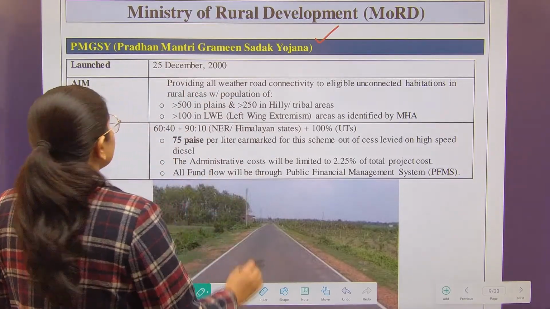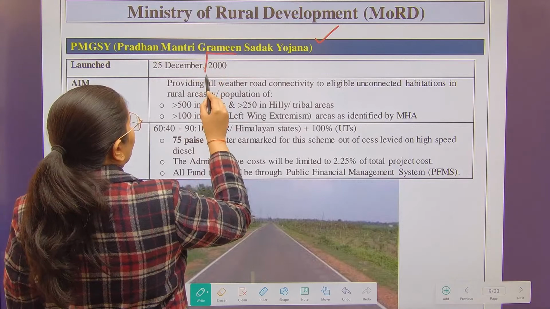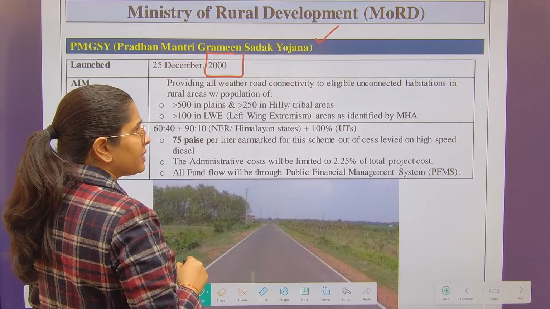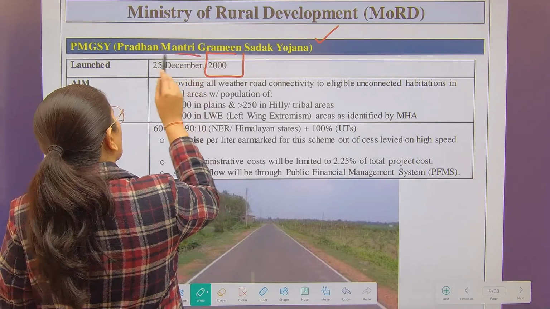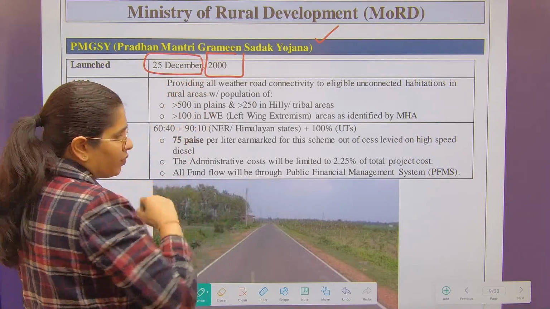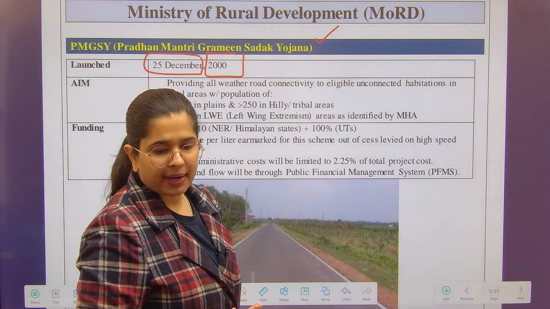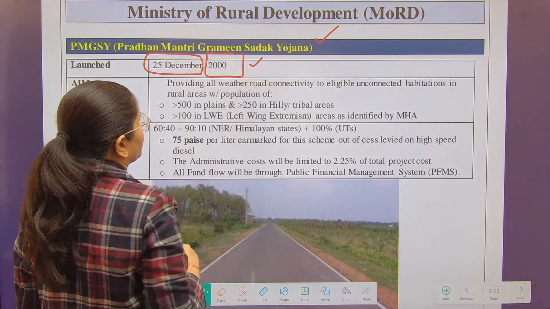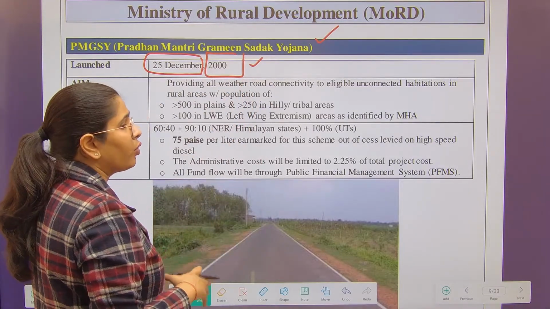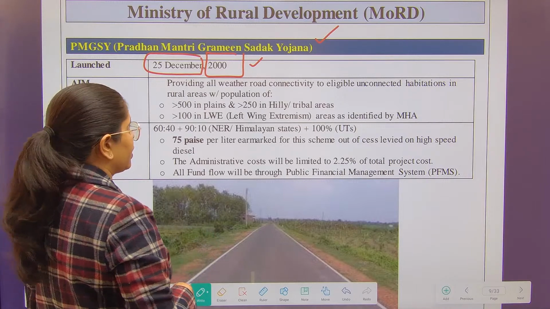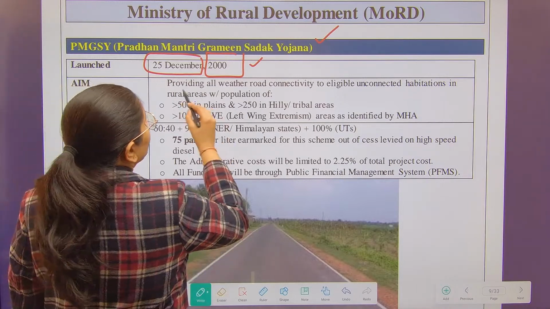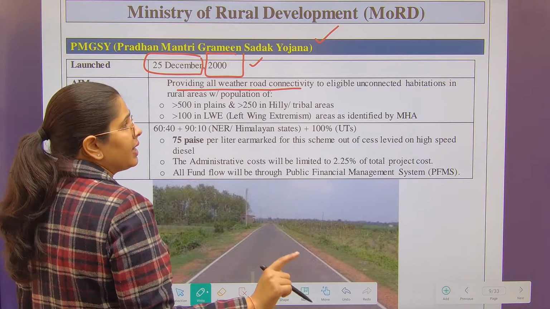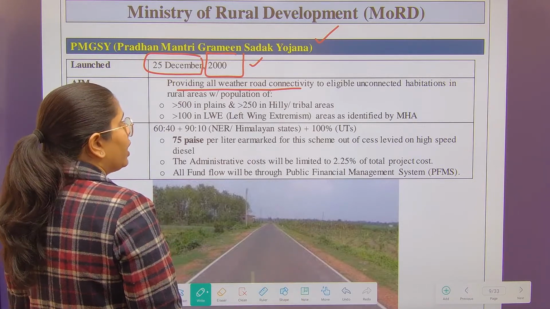See, what is the aim under this particular scheme? This was started in the year 2000, providing all-weather road connectivity to eligible habitations. See, this was launched on 25th December. Obviously, Christmas was there, but there is another special occasion on this. So please try to find out why this particular scheme was launched on this particular day. Aim is, we want to provide all-weather road connectivity to all eligible unconnected habitations in the rural areas.